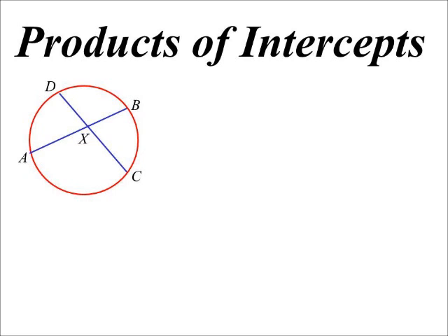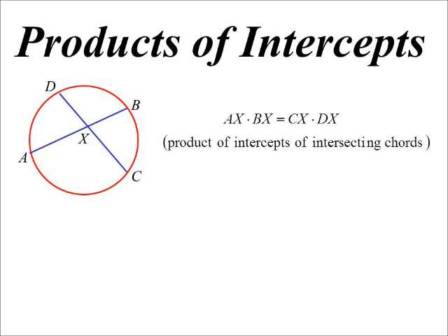So if you draw two chords in a circle, obviously they're going to intersect unless they're parallel. So providing they're not parallel, what we're talking about is this little theorem, that AX times BX will equal CX times DX. And that's what we call the product of the intercepts of intersecting chords in this case.